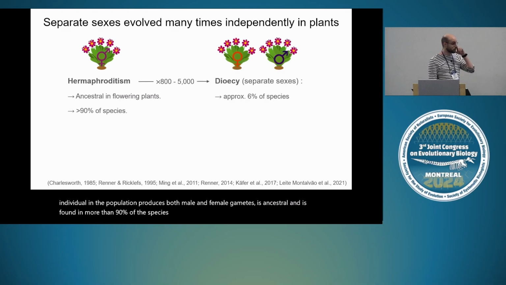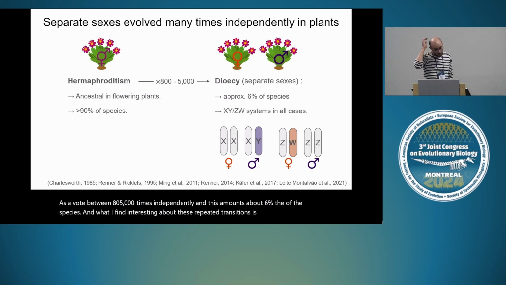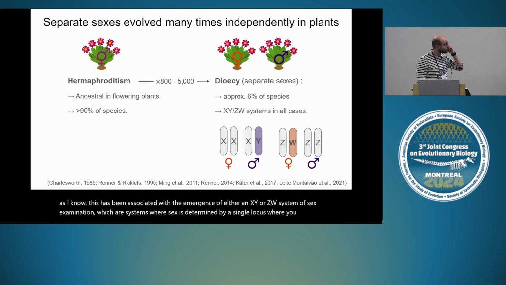However, dioecy, which is what we call separate sexes in the plant world, has evolved between 800 and 5,000 times independently, and this amounts to about 6% of the species. And what I find interesting about these repeated transitions is that in all cases, as far as I know, this has been associated with the emergence of either an XY or ZW system of sex determination, which are systems where sex is determined by a single locus, where you have one allele that encodes femaleness and the other that encodes maleness. And then you have an XY system if the male allele is dominant over the female allele, and the ZW if the female allele is dominant.